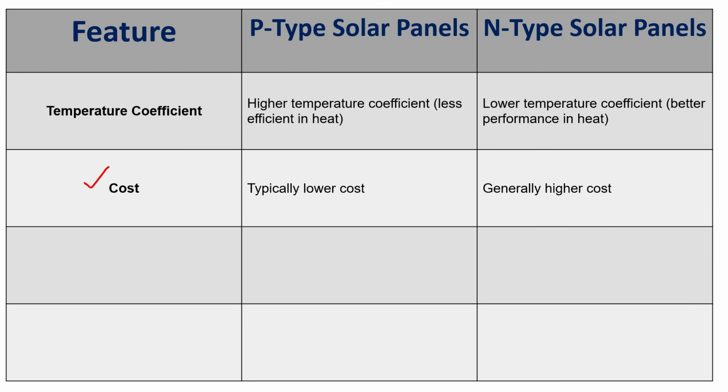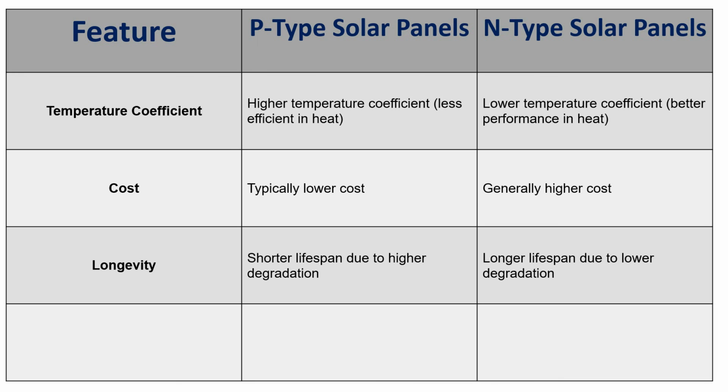Coming to cost, P-type solar cells have lower cost when compared to N-type because P-type is very simple to design and N-type is a little bit complex to design. And coming to longevity, P-type solar cells have shorter lifespans because of higher degradation. Just a few minutes back I told you about this degradation. When the solar panels are first exposed to sunlight, their efficiency will drop, right? So because of that it has a shorter lifespan, and N-type has a longer lifespan because of lower degradation. The efficiency will not drop if you expose the solar cells to direct sunlight.